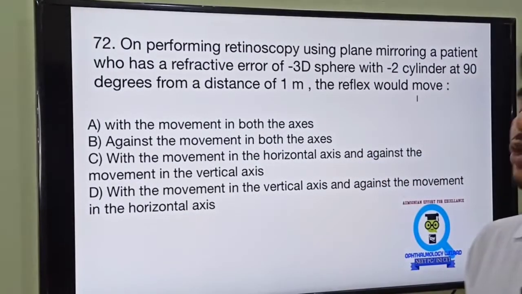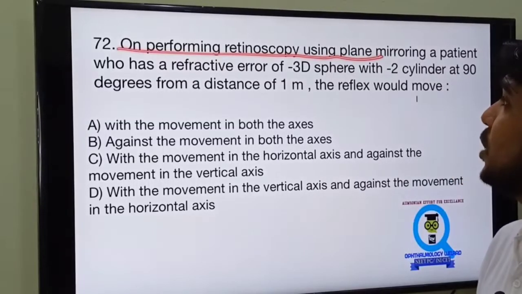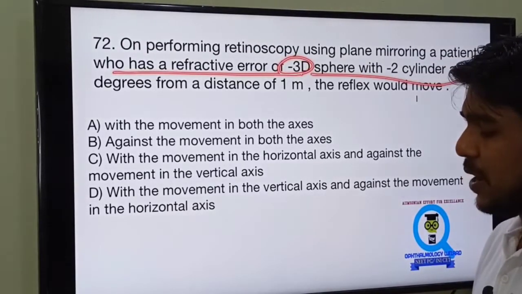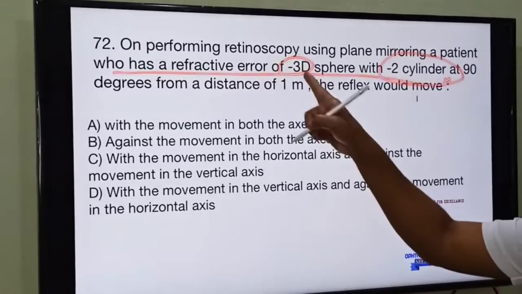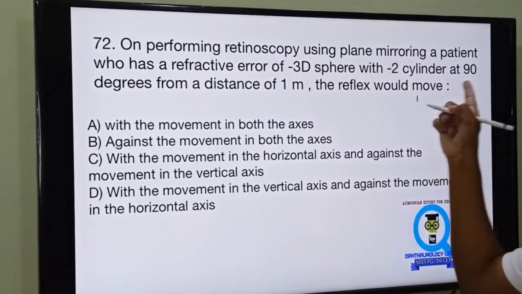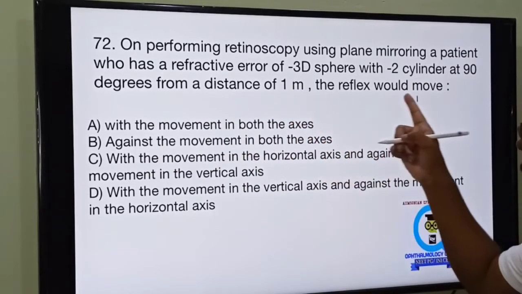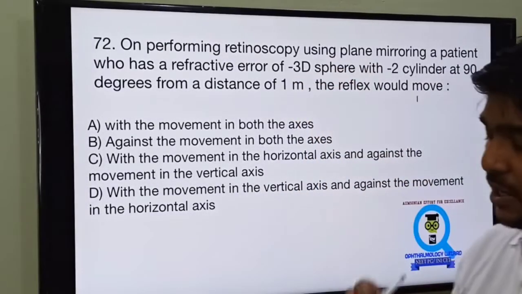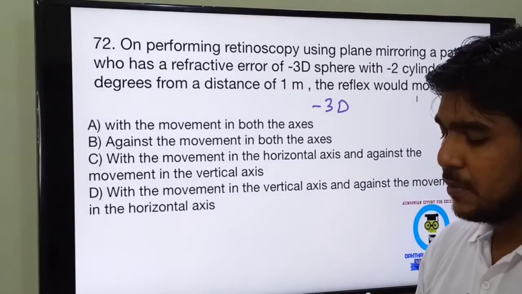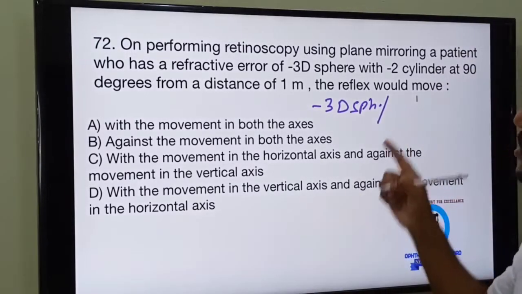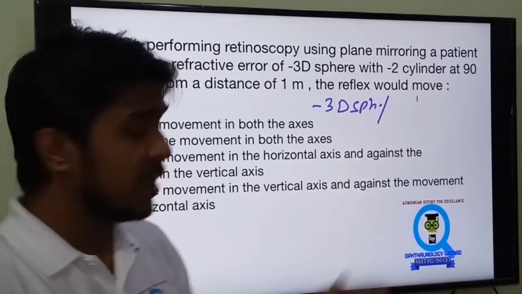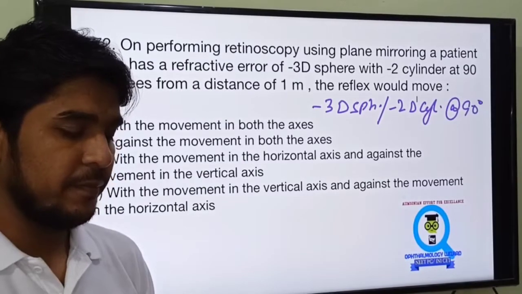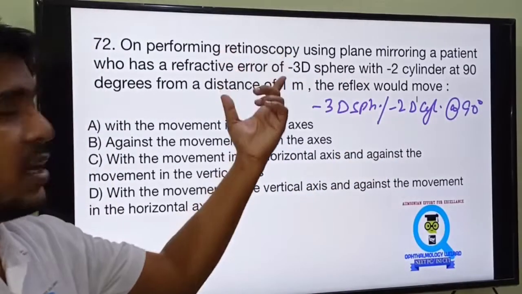On performing retinoscopy using the plane mirror, a patient who has a refractive error of -3 diopter sphere and -2 diopter cylinder at 90 degree, from a distance of 1 meter, the reflex would move in which direction? Let me represent this. -3 diopter is spherical, and -2 diopter cylindrical at 90 degree. So this is the prescription of the above statement.